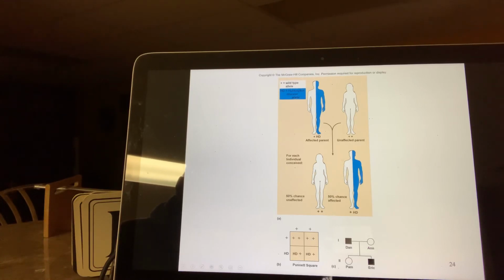So if this is Dan and this is Ann here, and Dan has the disease, and they should show him as a heterozygote because he's heterozygous for it. What you end up with is they have 2 children, and Pam, their first child, is free of disease, but Eric, their second child, actually has the disease and will develop symptoms later in life.